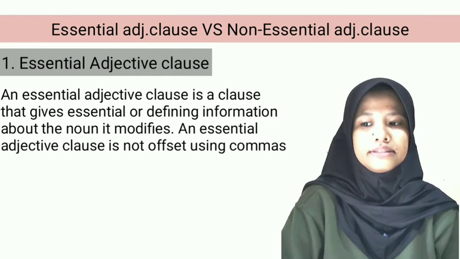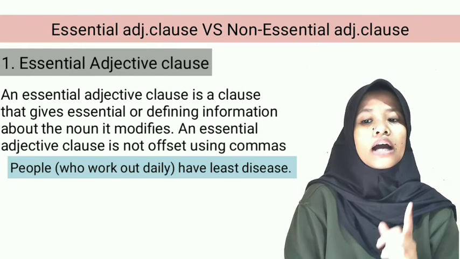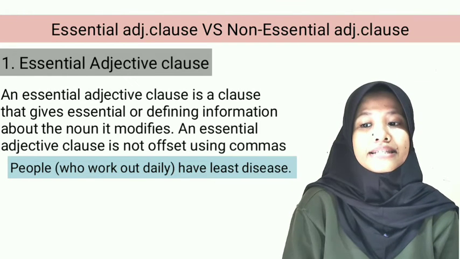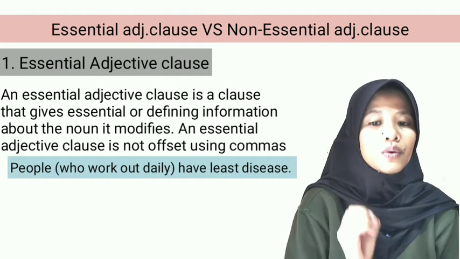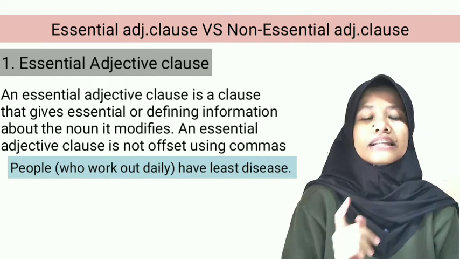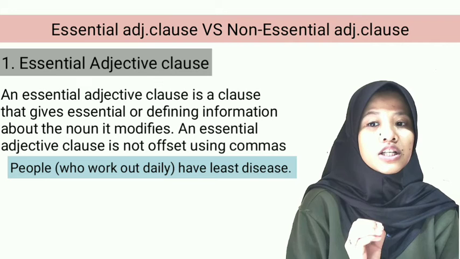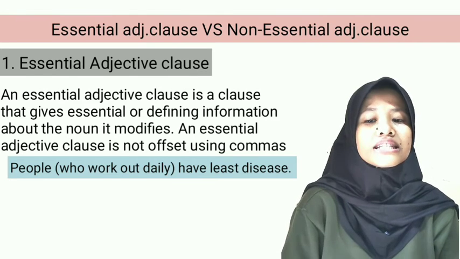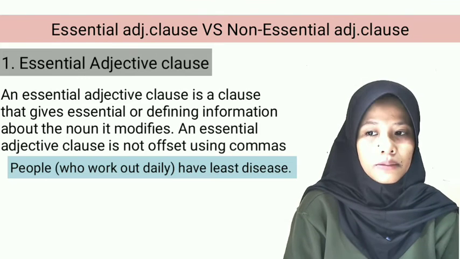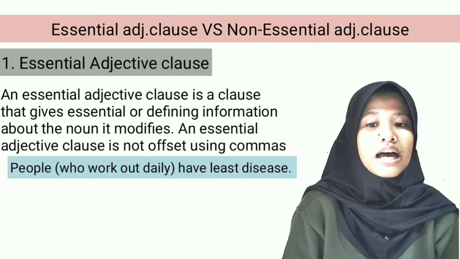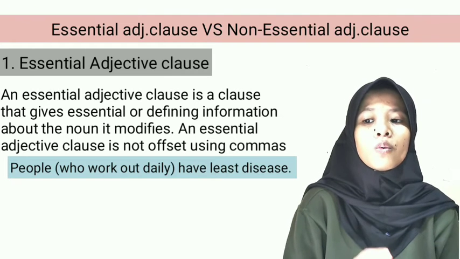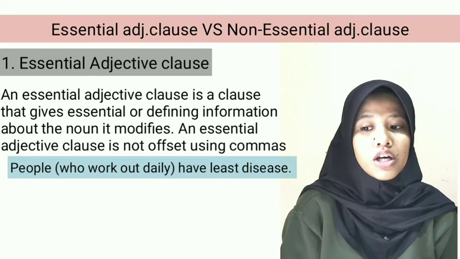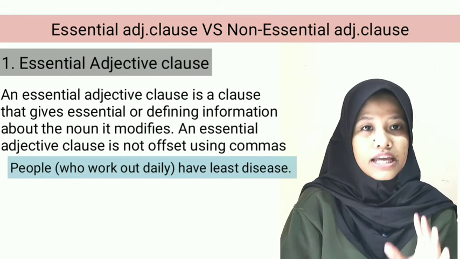For example, people who work out daily have less disease. So, in this example the adjective clause is who work out daily. This adjective clause is an essential adjective clause because it's giving defining information about the noun. It is limiting the meaning of the word people. Not all the people in the world have less disease. People who work out daily have less disease. And if you take it out of the sentence, it will not give the same meaning.